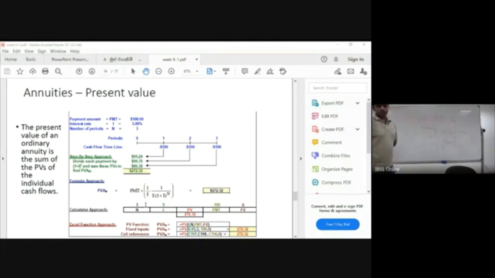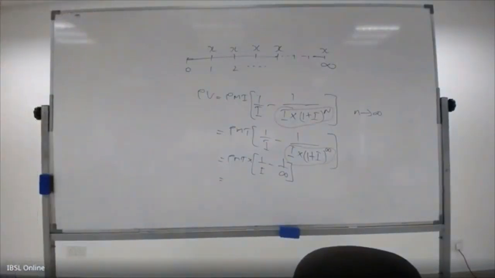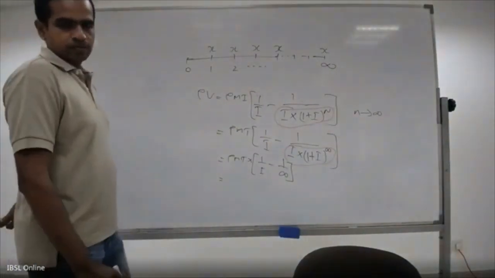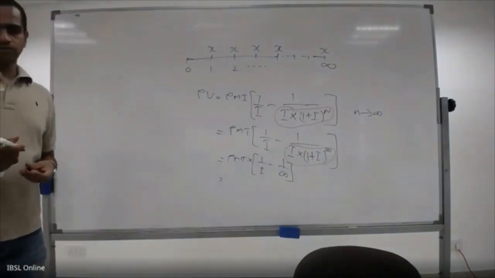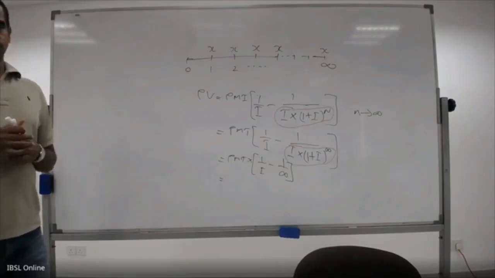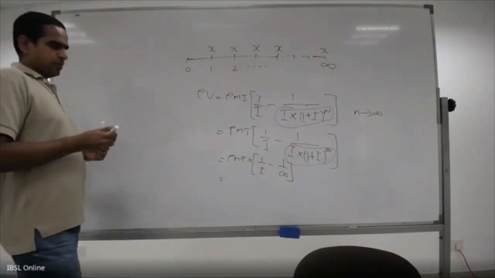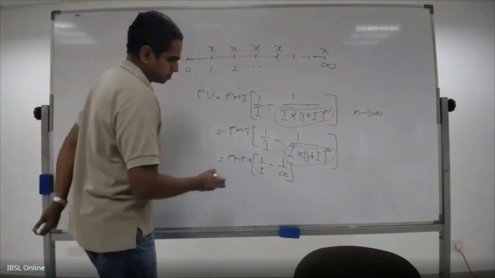One over infinity is, what is 1 over infinity? Something we learned in grade 2. One over infinity is 0. Very good. Yes, good. You're right.